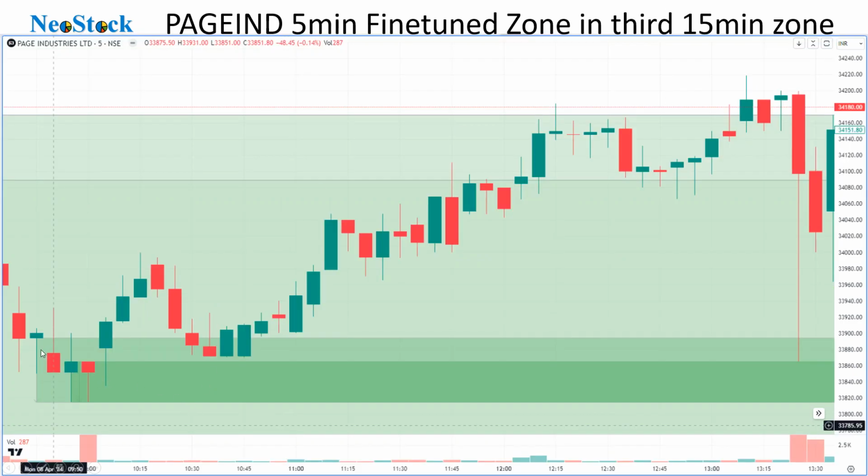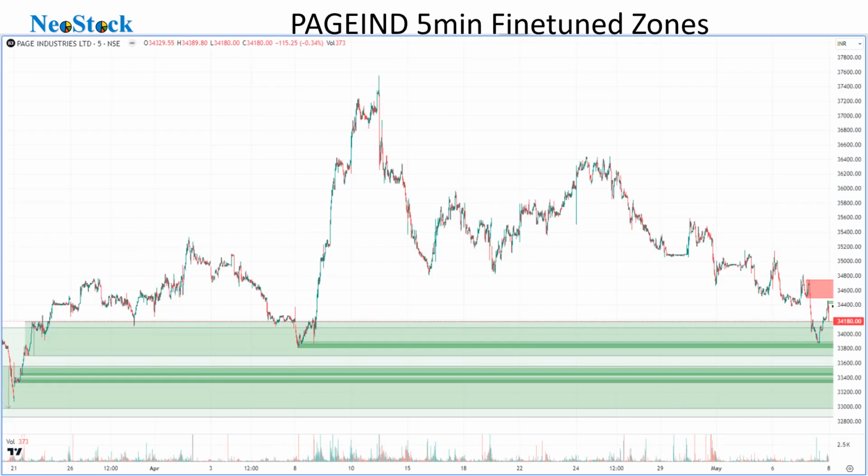So here you have a drop candle, 2 base candles and a rally candle. Prices came very close to this zone, and here also look into the rejection, huge rejection. But they didn't get into this zone just before. A few paisa before this zone again prices were rejected back. Definitely we can plan a trade in this fine-tuned 5 minute zone. See, this is the entire Page Industry 5 minutes fine-tuned zones.